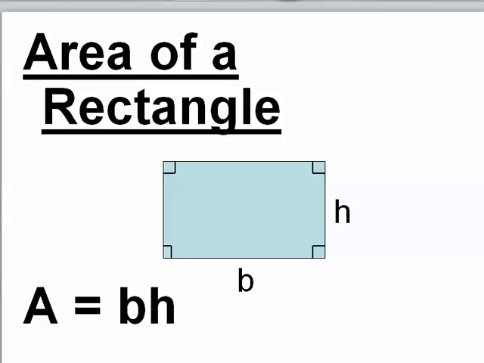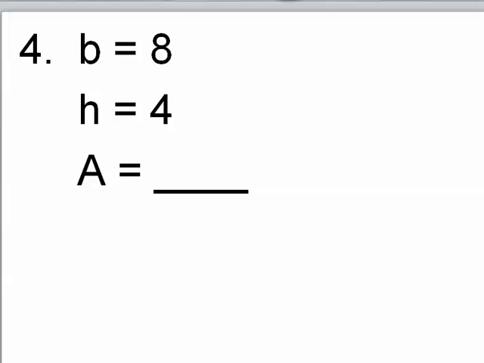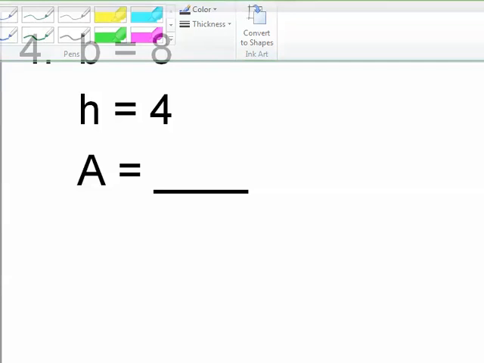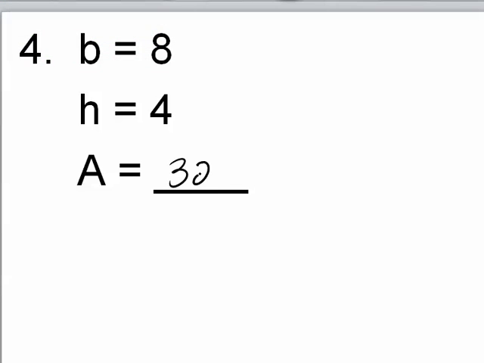Next, we'll move on to the area of a rectangle. The area of a rectangle is base times height, which is like a length times a width. Again, any units put on would be units squared because we are multiplying two separate things. So if I know the base is 8 and the height is 4, we're going to do 8 times 4 and find that the area is 32 square units.